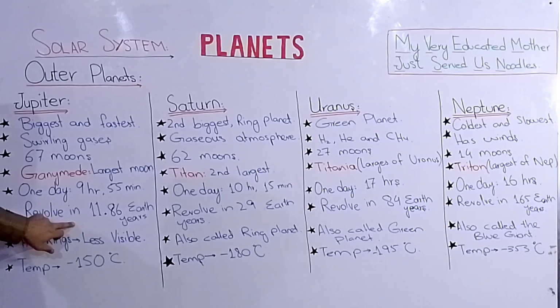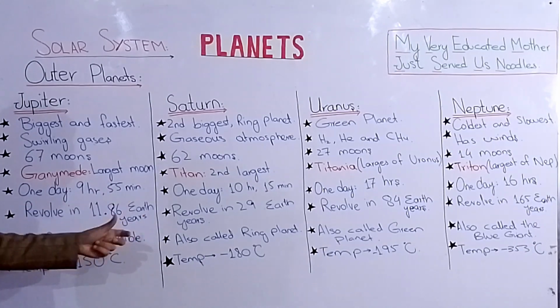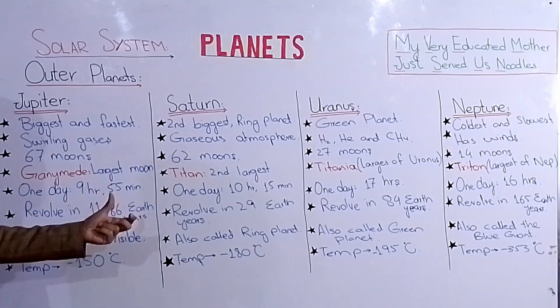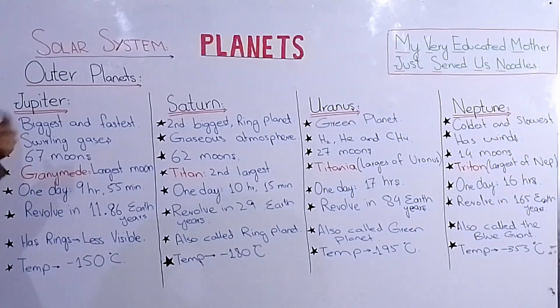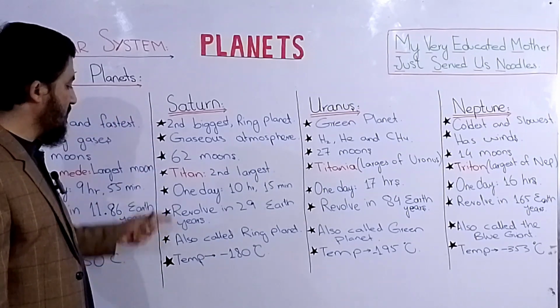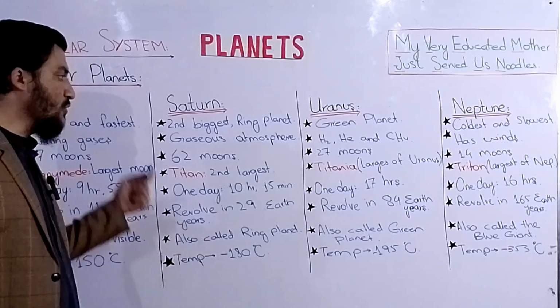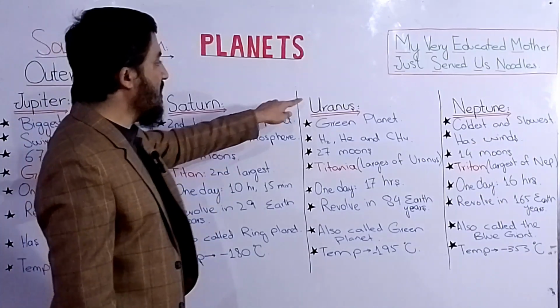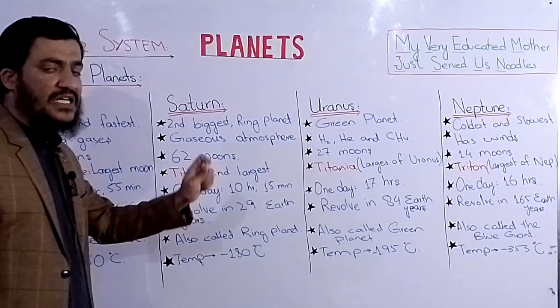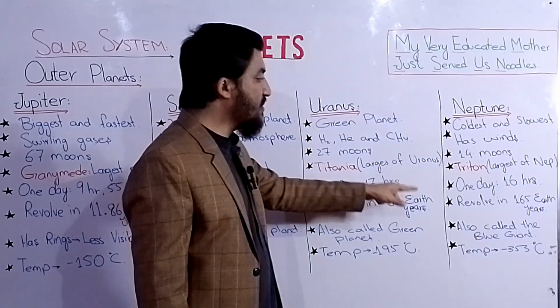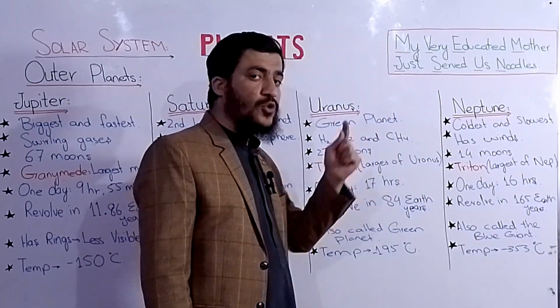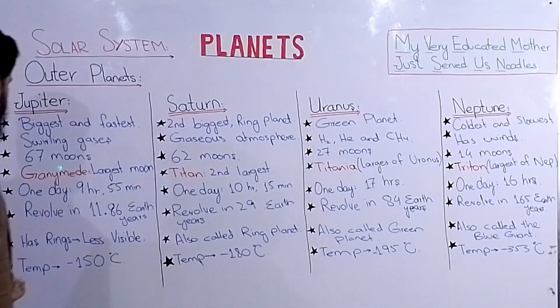Then comes the revolution of the planets. Jupiter takes 11.86 Earth years, almost 12 Earth years, to complete one revolution around the sun. On the other hand, Saturn takes 29 Earth years to complete one revolution. In the same way, Uranus takes 84 Earth years, while Neptune, which is also called the slowest planet, takes 165 Earth years to complete just one revolution.